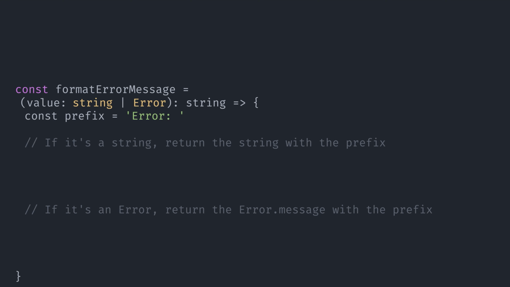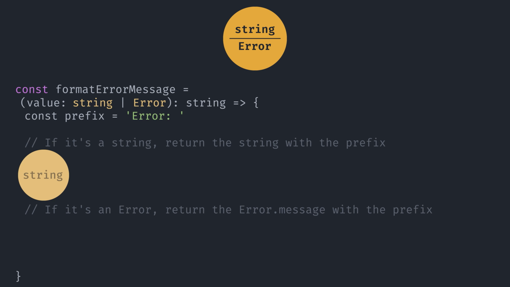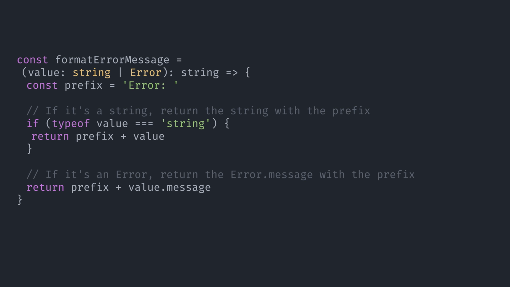To implement that function, we need to narrow the string or error type to just a string and deal with it. Then we narrow to just an error and deal with it. The first type guard that we'll explore is the typeof operator. This operator allows us to check if a given value is a string, number, big int, boolean, symbol, undefined, object, or a function. So let's use it in our function.